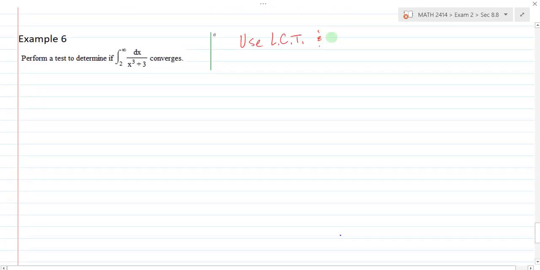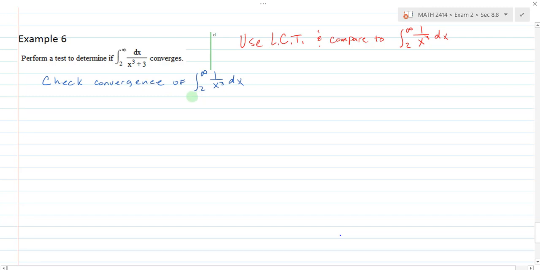And what I want to compare this to is the integral from 2 to infinity of 1 over x to the third dx. How I got this integrand was I looked at this integrand and I saw the only difference here is this constant. Because this is easy to integrate, I can integrate this and tell what it does. Agreed? So since I'm going to compare it to this, I probably want to know what this integral does. So I'm going to start by checking the convergence of the integral from 2 to infinity of 1 over x cubed. Because when I use the limit comparison test, both integrals end up doing the same thing. So I need to know in advance what this integral is going to do.